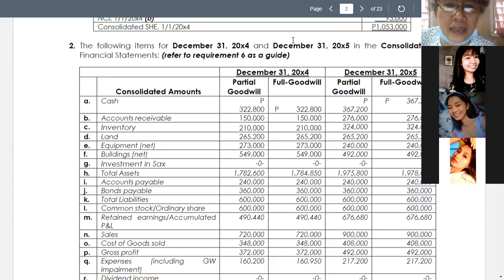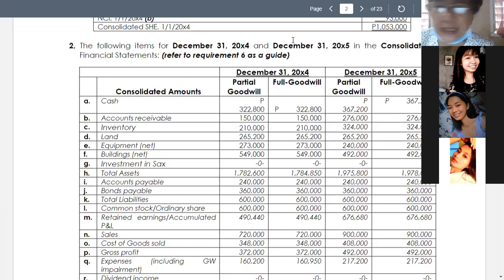596,400. The fact is that your bonds payable will be 360,000 less the discount of 3,600, because we have 4,800 minus 1,200, so it will only be 3,600. So your total liabilities net is 596,400. Is it clear? Yes, ma'am. Okay. Next, we go to common stock.